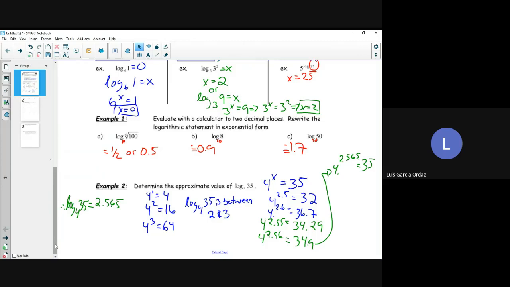I know it's not the most conventional way to solve this, but this is the only way you would be able to solve this question: taking 4 to the power of multiple exponents and seeing where that number is in between. So it's more of a guess and check kind of solution for this problem, but that's the only way you would be able to solve it. So is everybody good with example 2?